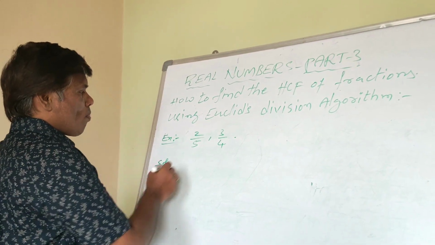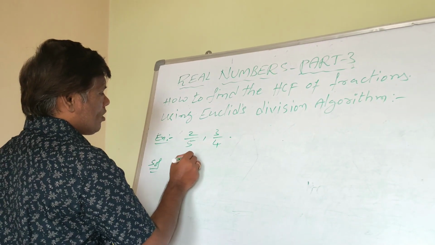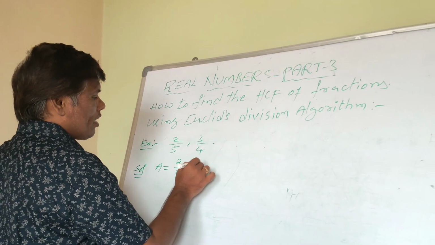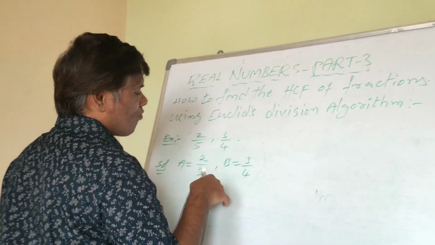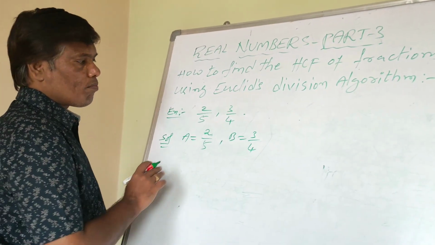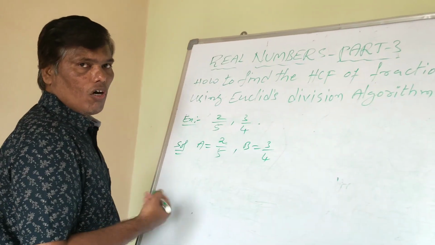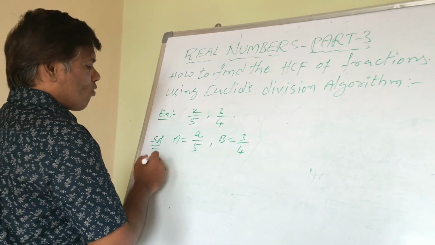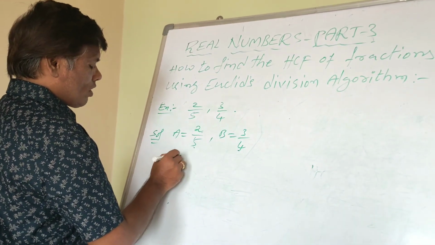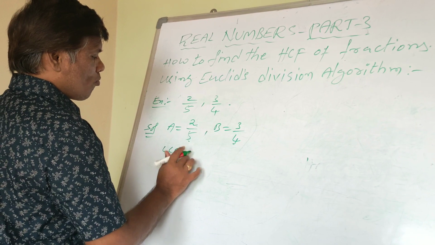Let us understand. Suppose A is equal to 2 by 5, and the fraction B is equal to 3 by 4. Since A and B are not positive integers, these are fractions, we cannot apply Euclid's division algorithm directly. So what I will do is find the LCM of the denominators. So here in the first step, let us find the LCM of the denominators.